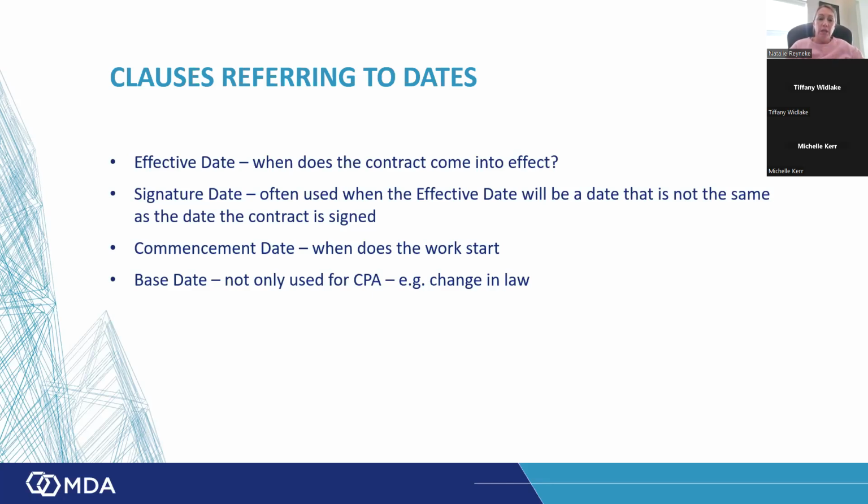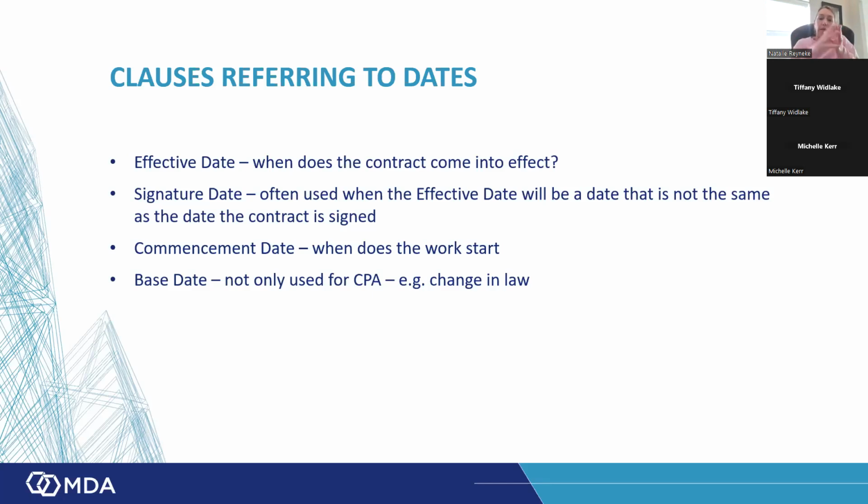Then we have a signature date. What is that? So the signature date is often the date the parties sign the contract, but that may not actually be the same as the effective date. So there may be a pre-existing effective date, there may be an effective date that comes into the future. Then the next date that I come across is the commencement date. This is when does the work actually start.